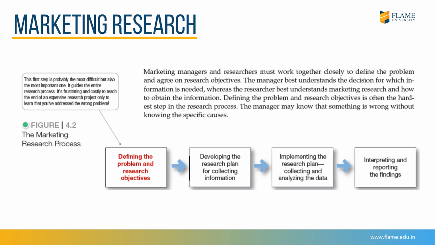Let us look at the next step, which is developing a research plan. Now that we have the research objectives, how do we find the answers? Let's break it down. The first step is to identify the sources of existing data. You select the research approaches next, and decide on the sampling plan and data collection method. Let us talk about the different types of data that we collect.